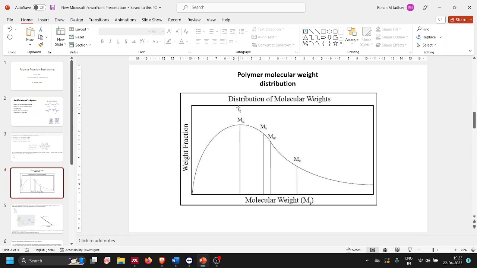Number average molecular weight usually depends upon the number of polymer chains which are present in the largest quantity. For example, if you have six chains, and among these six chains, four of them have a weight of 20 grams per mole, these four chains will be the ones which guide the weight of the polymer under the number average nomenclature.